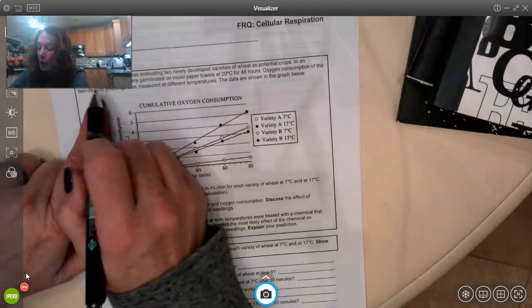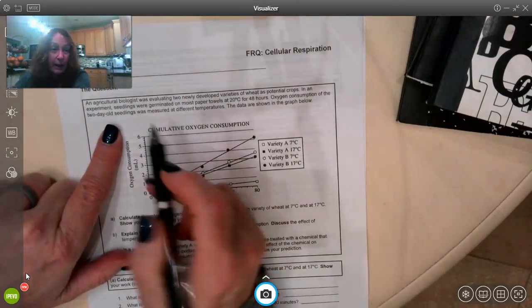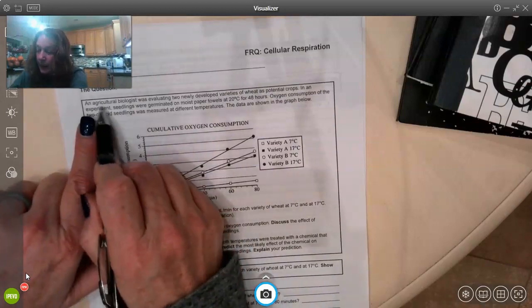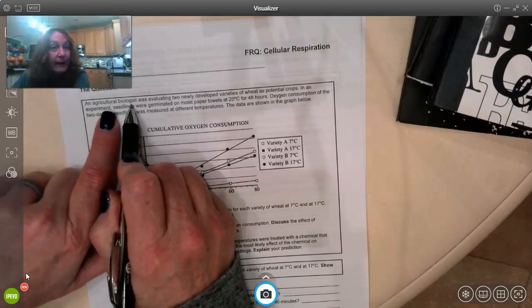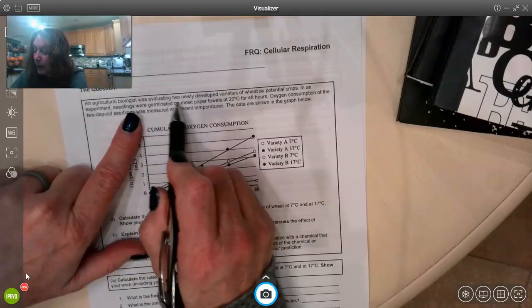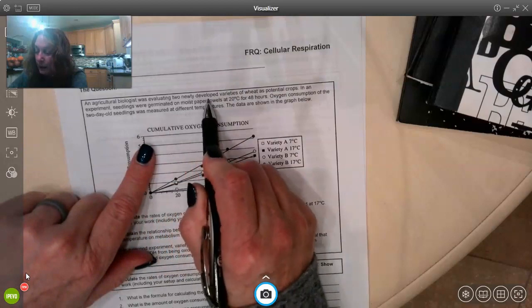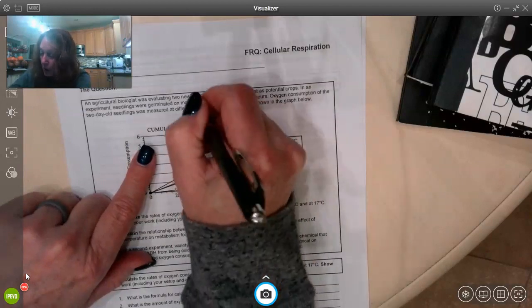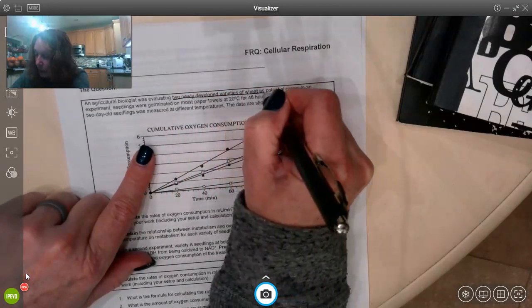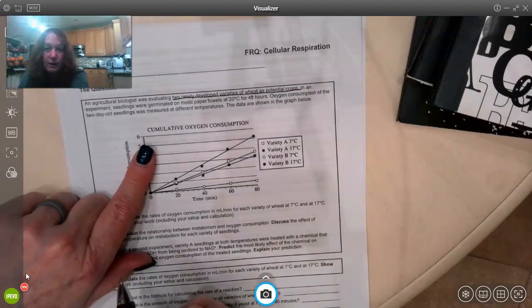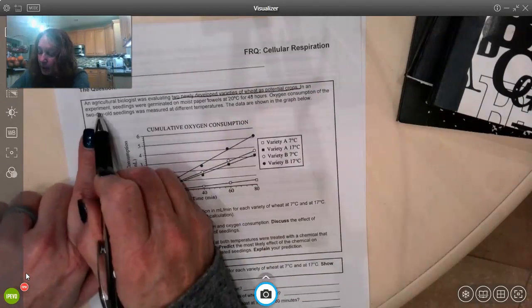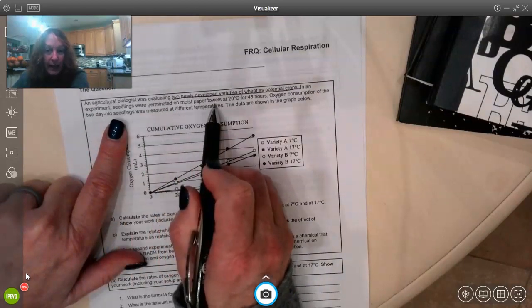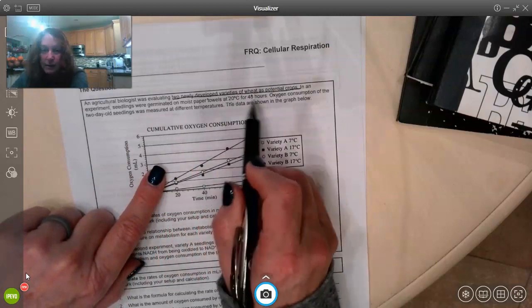Okay, so we're going to start up here and we're just going to read. And don't skip the reading. I always want to. I want to skip down here and start doing stuff. But don't do that. So an agricultural biologist, hey, that'd be Ben, was evaluating 2 newly developed varieties of wheat as potential crops. So I want to keep in my head what organisms the question is focusing on. In an experiment, seedlings were germinated on moist paper towels at 20 degrees Celsius for 48 hours.